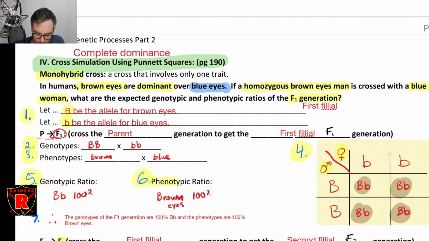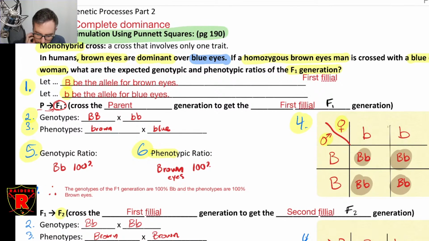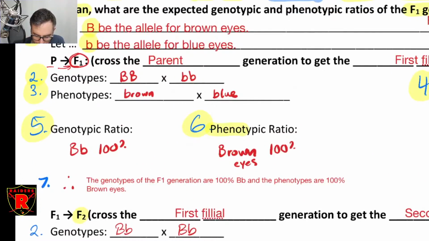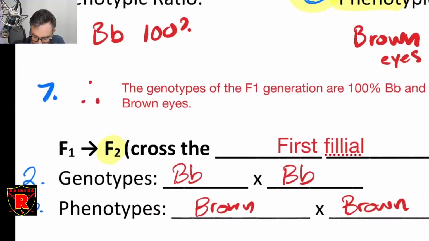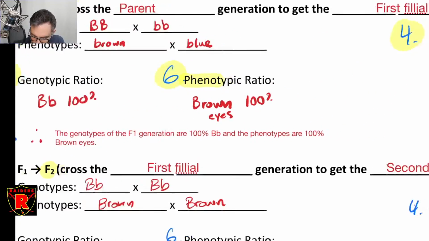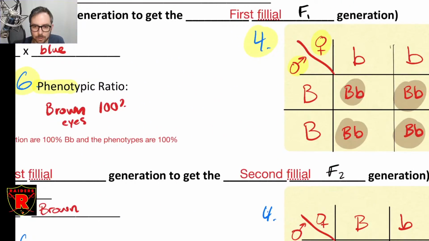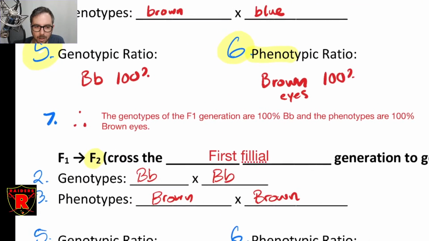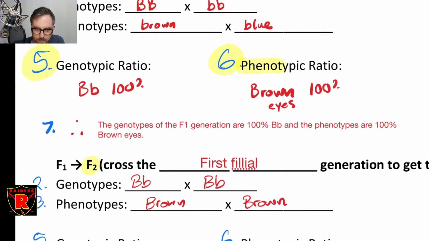Okay, so let's say I asked you that. Well, now when you do the second part, you don't need to include the let statements. So here I've skipped the let statements part. Now we're looking for the second filial, the F2 generation. I can skip the let statements. We already know what big B and little b mean, and we already used it. So we're going to keep going from there.